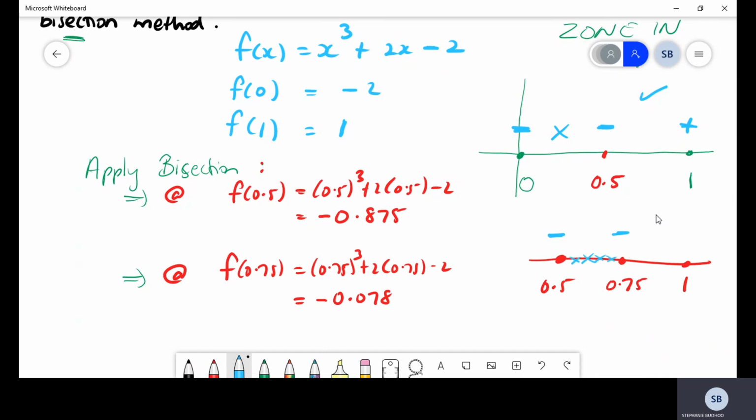Now, what about 1? F of 1 gave us a positive sign. So because there is a change of sign in the region between 0.75 and 1, that must mean that our root exists in this region. So we are going to further test that region by splitting it again in two.